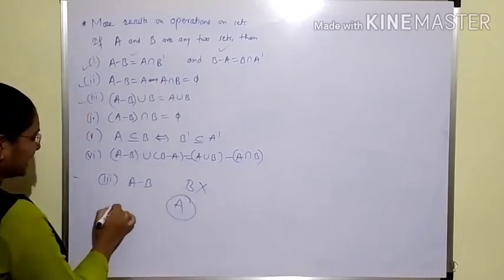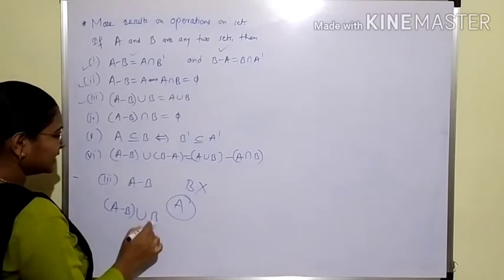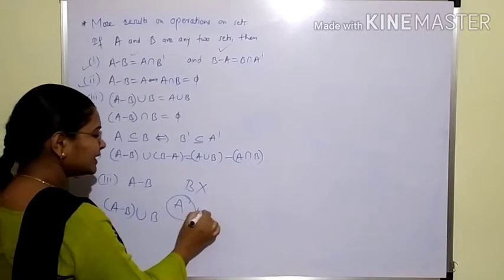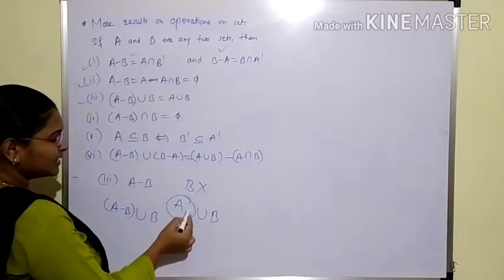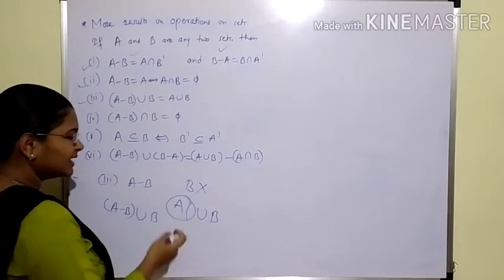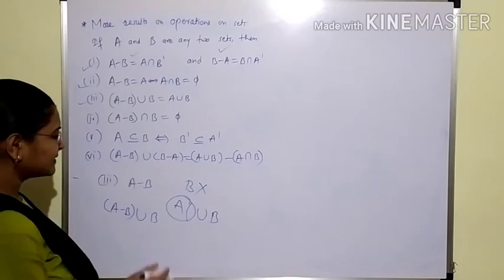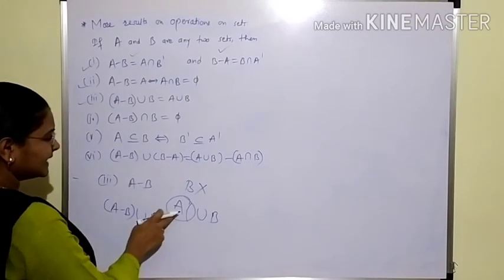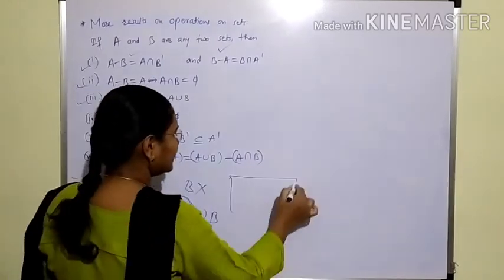And if we have taken A minus B set union with set B, it means set A union with set B only. Getting? And the part which is there, if we consider the intersection is non-empty, then those elements will not be written again. Getting? So this set is nothing but A union B. If you want, I will draw the Venn diagram here.